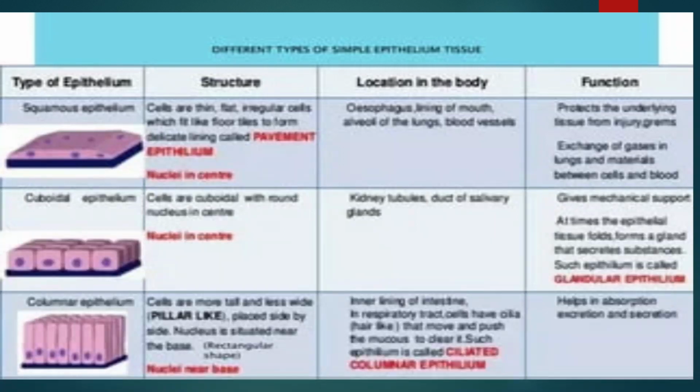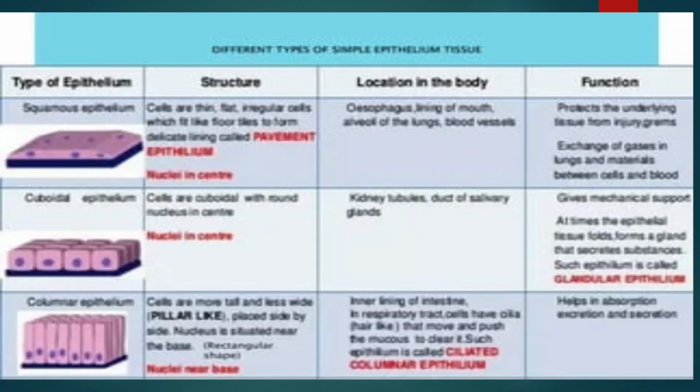Here are the types of epithelial tissue. There are three types of epithelium: squamous, cuboidal and columnar. Squamous epithelium is mainly located in the esophagus lining, lung alveoli and blood vessels. It protects the underlying tissue from injury. Cuboidal epithelium is present in the kidney and salivary gland ducts.